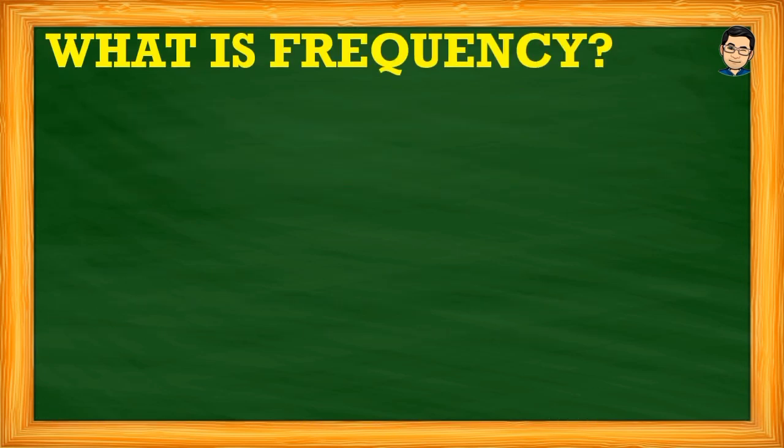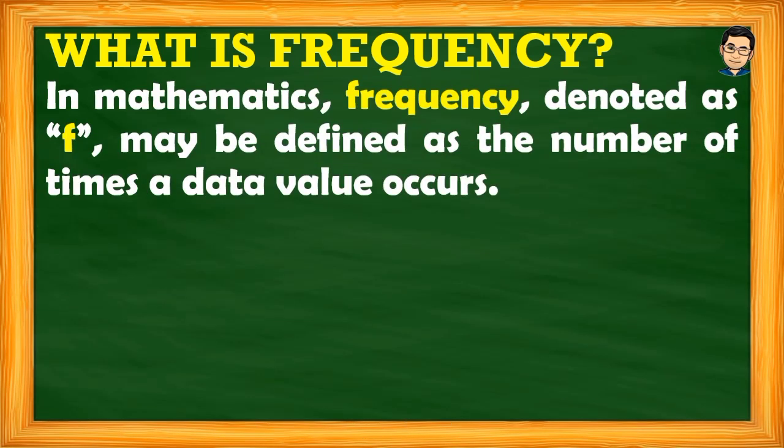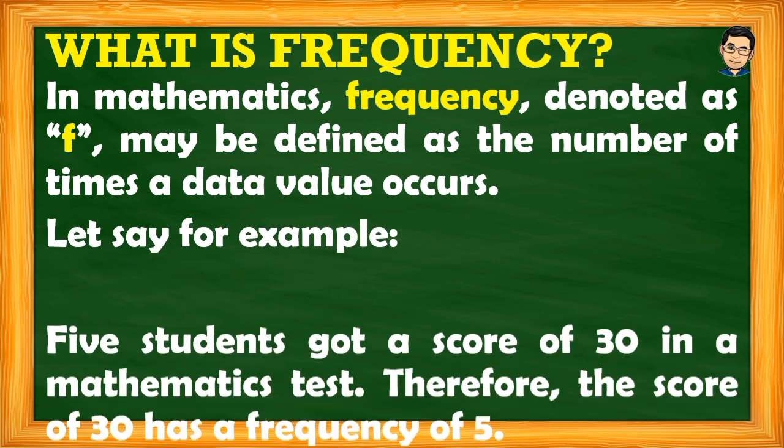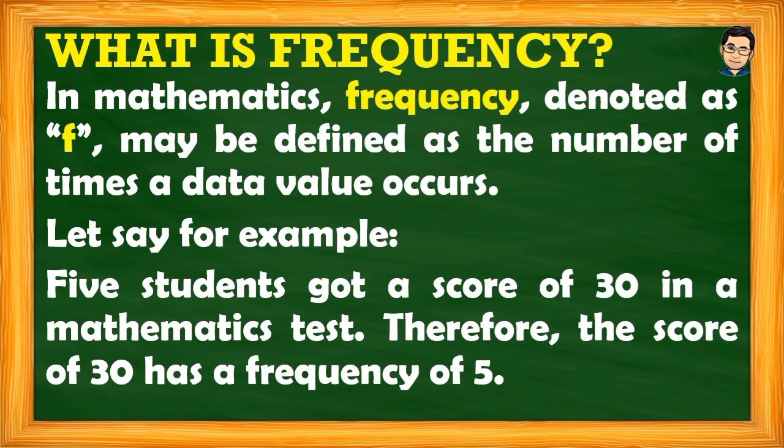Bago natin i-discuss yung process kung paano mag-organize ng data using a frequency distribution table, let us first define what is frequency. Frequency in mathematics, denoted as F, may be defined as the number of times a data value occurs. Kung ilang beses lumitaw ang isang data, kung ilang times umulit. Let's say for example, 5 students got a score of 30 in a mathematics test. Therefore, the score of 30 has a frequency of 5.